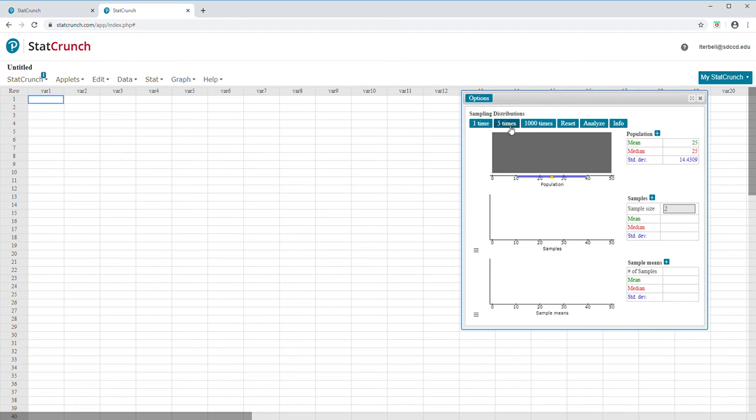So if we take one sample, let's go with a sample of size 5 again. If we take one sample of size 5, our sample had a mean of about 20.2. Okay, so let's go for 1,000. Well, actually, we'll go for 5,000.